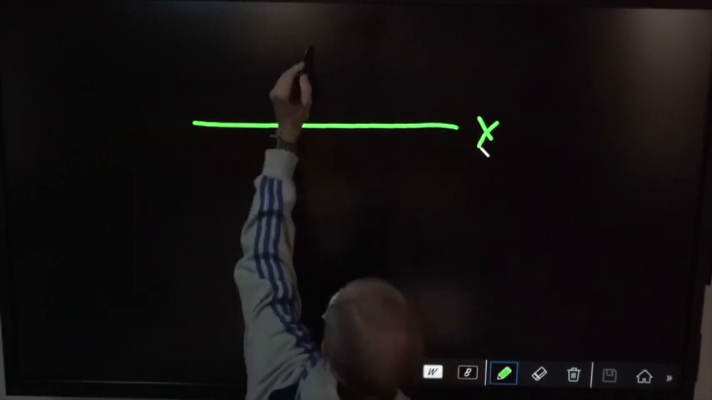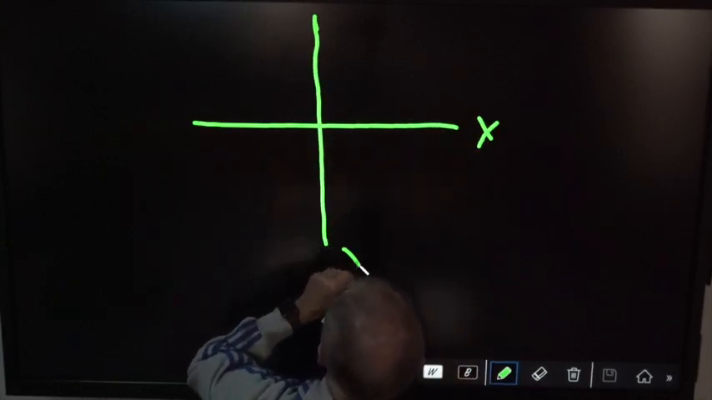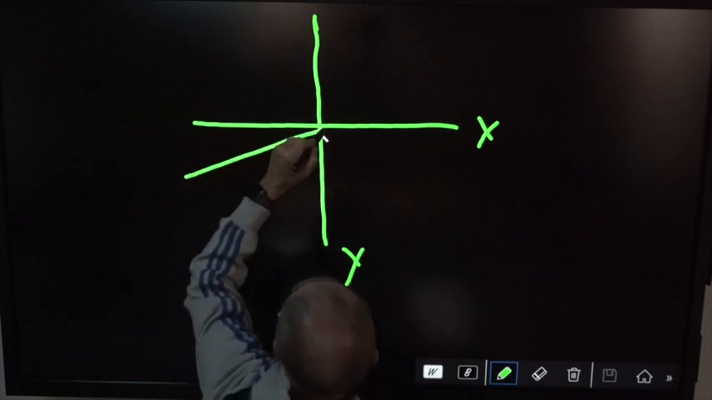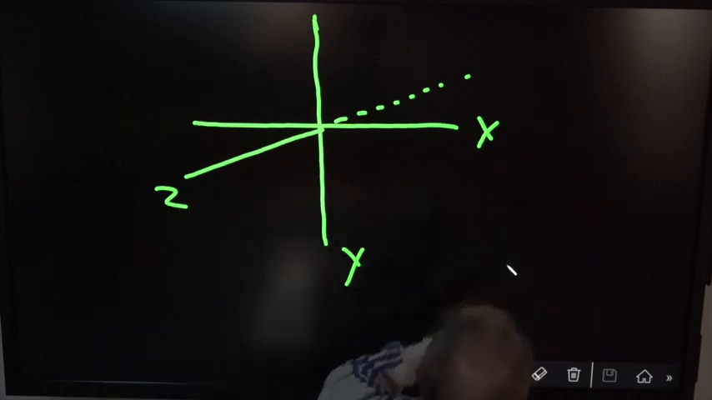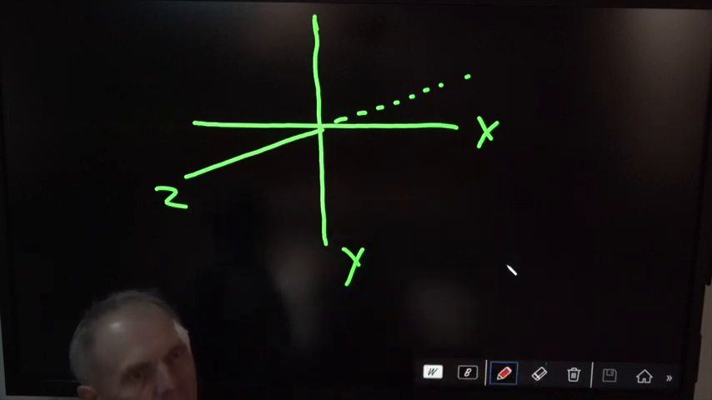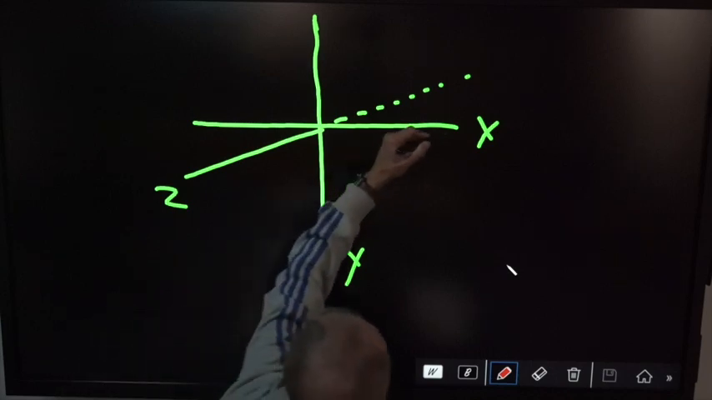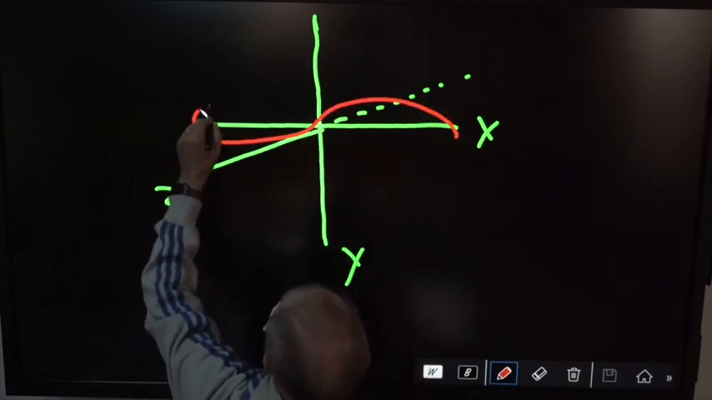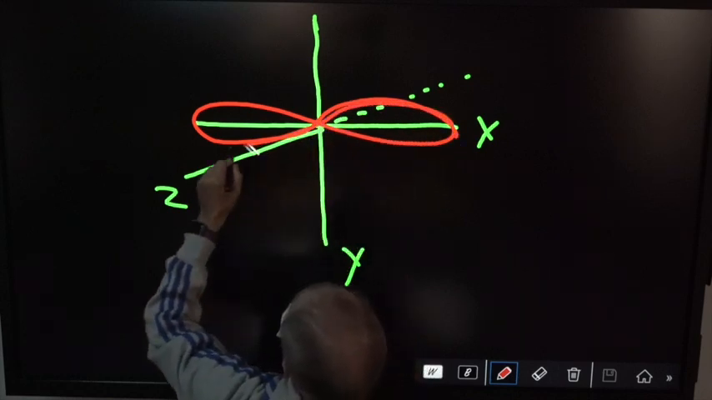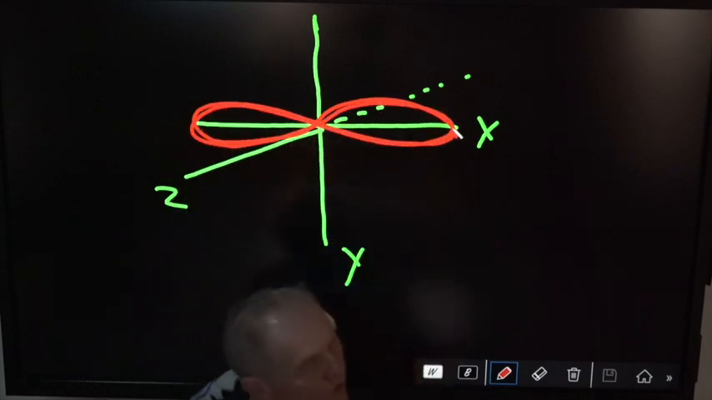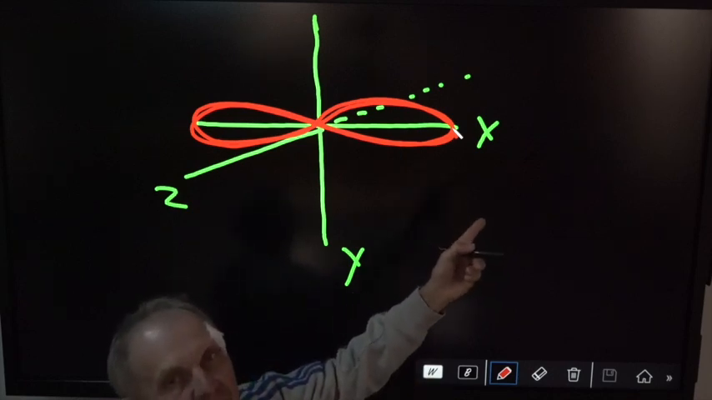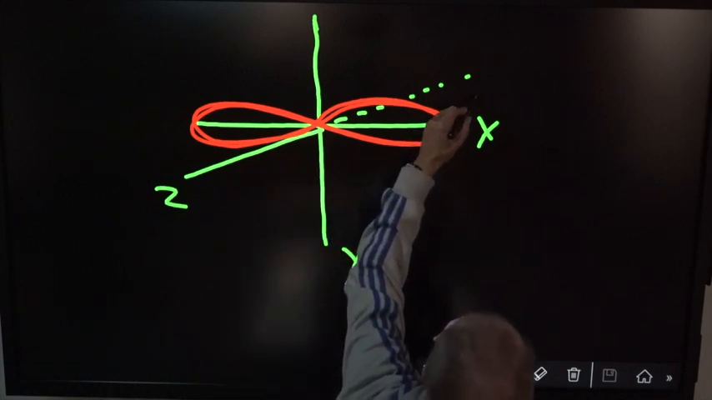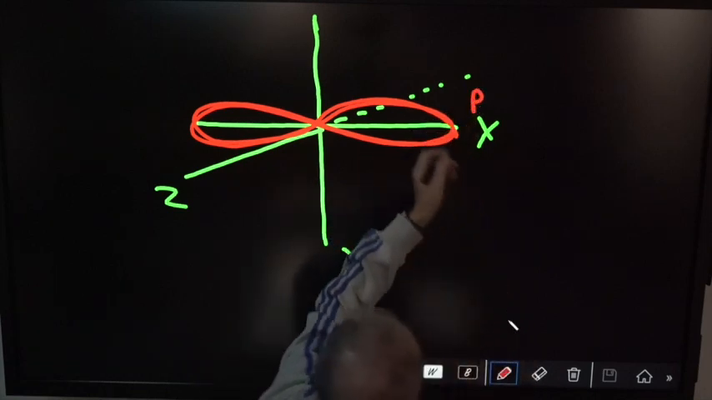So same axes. There's my X. There's my Y. And there's my Z. Now, if the orbitals are figure eight, let's start with X. X would look like this. And there's my figure eight or dumbbell shaped. So that's what the electrons would do in the P sub X orbital. So we could call this P sub X. That's the P sub X.